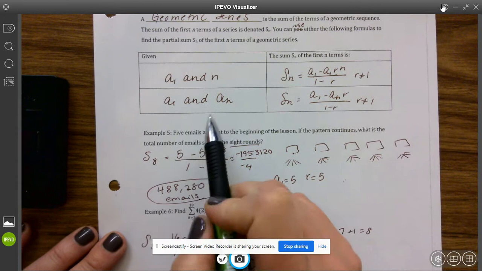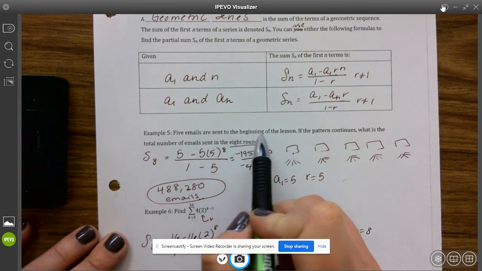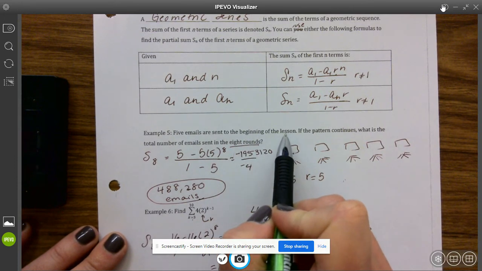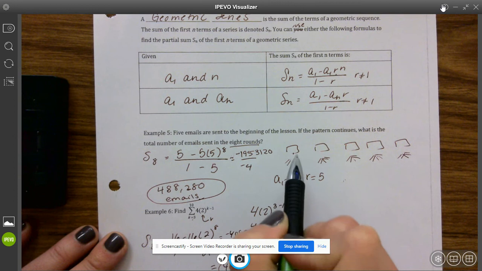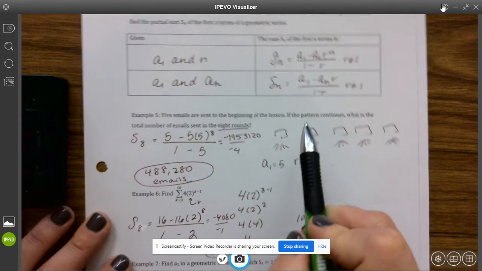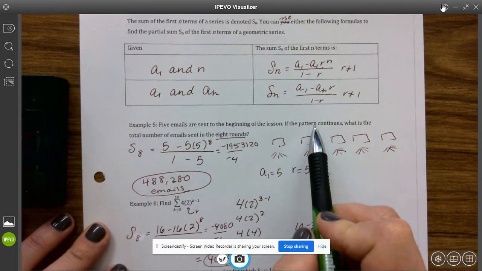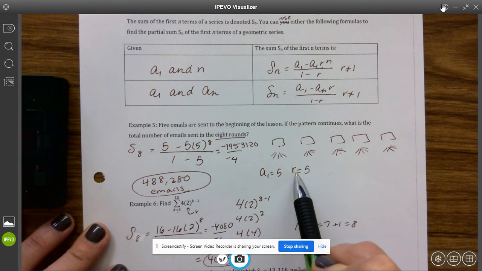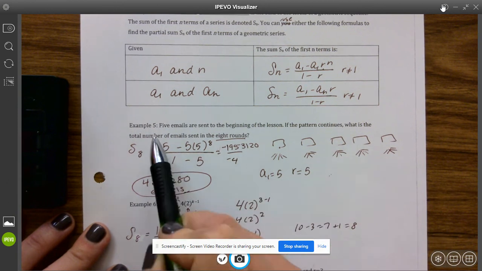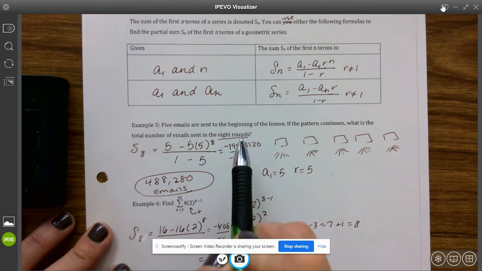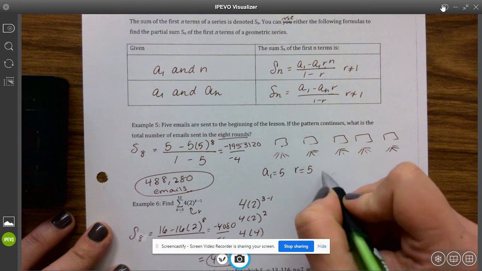All right, so example 5. 5 emails were sent at the beginning of the lesson. So that's your first term, 5 emails. If the pattern continues, a common ratio of 5, what is the total number of emails being sent after 8 rounds? So 8 is your N.